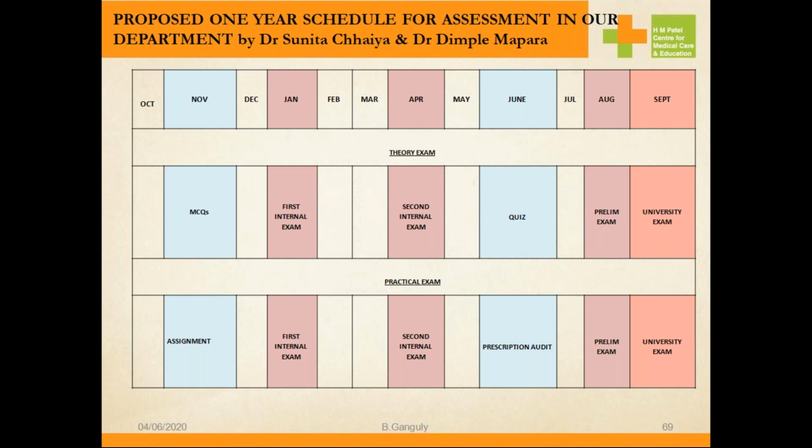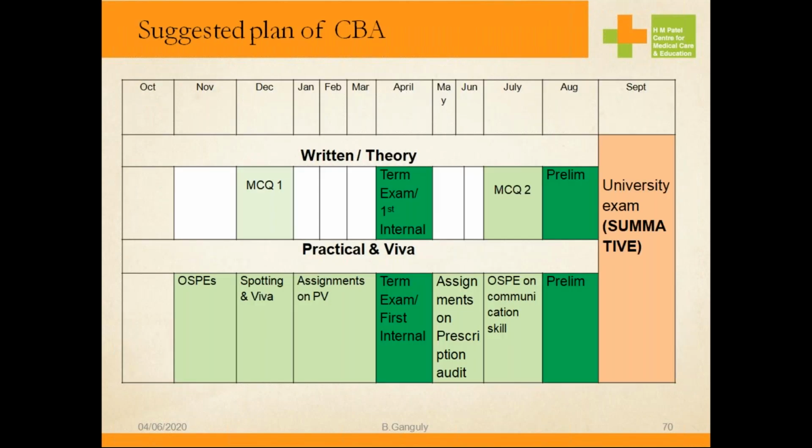What we have planned in our institution is that the first MCQ can be kept in December. Usually we keep it in January. Then the terminal exam or first internal exam in April. After that, the students go for summer vacation. In July, again, the second MCQ. And in August, prelim, and the final examination as usual, same for all the colleges, in September.